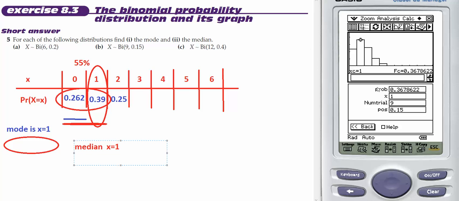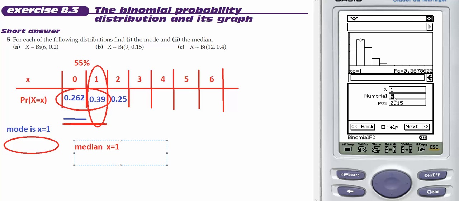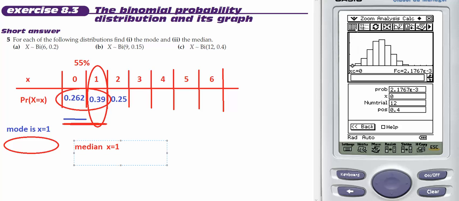Let's look at part C. Number of trials is 12 and the probability of success is 0.4. And I'll put a 0 there. Next, and I'll look at the graph. Okay, this is totally different. Here is 0, 1, 2, 3, 4, 5. My mode will be x equals 5. Looking at the median, I need to count all of these up until I get to 0.5.